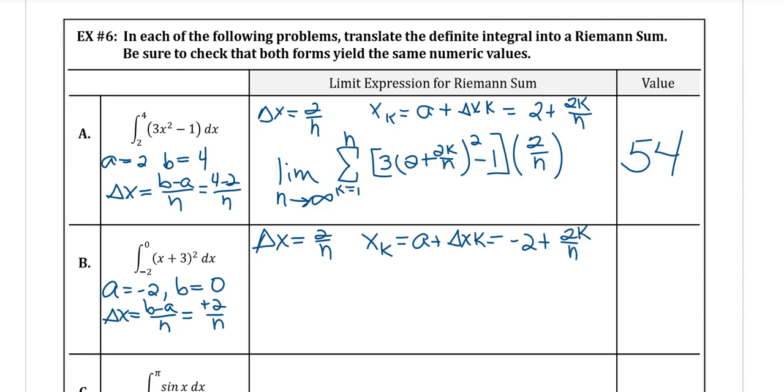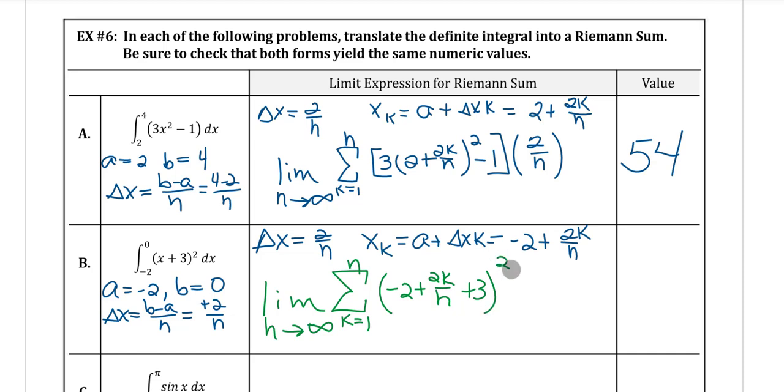All right, so now writing our Riemann sum, I'm going to use a different color just to differentiate it a little bit. So n is headed to infinity of the summation k equals 1 to n. And now we're going to fill in our function. So our x plus 3 is now going to be x sub k plus 3. So we're going to have negative 2 plus 2k over n plus 3, squared, times 2 over n.